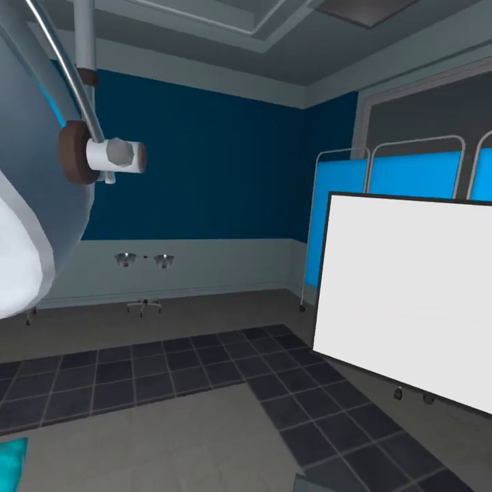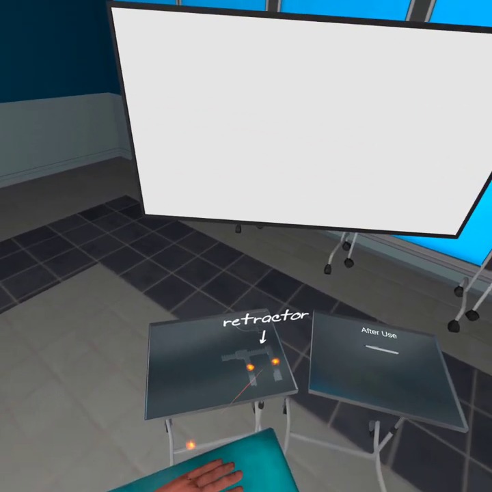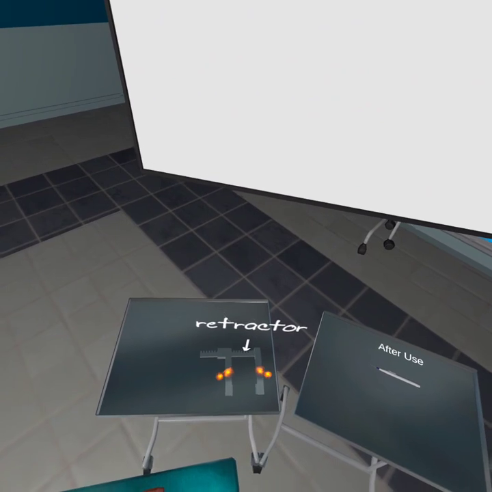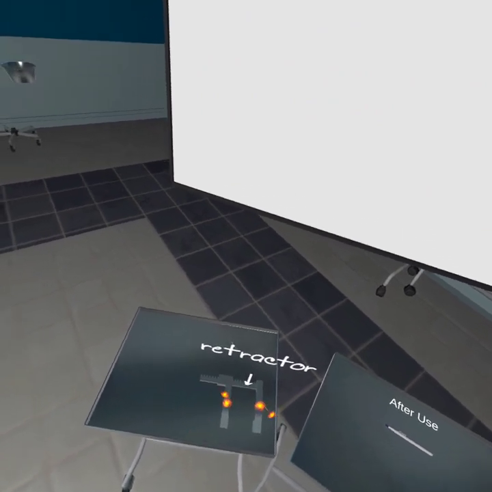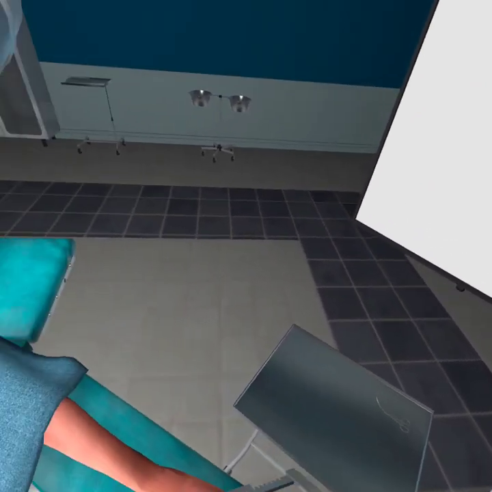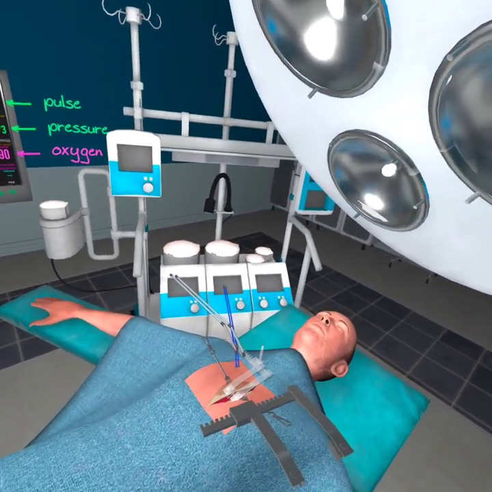Okay, next, please pick up the retractor. Now, place the retractor to the incision.